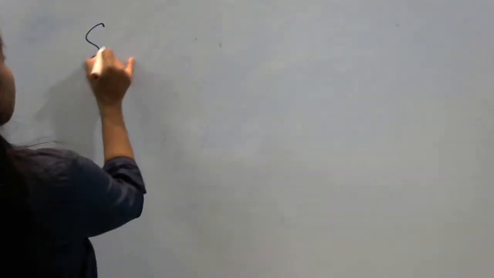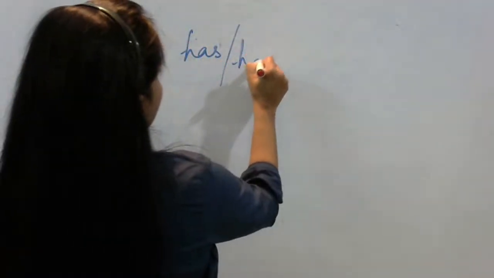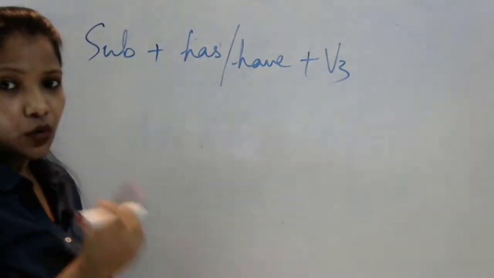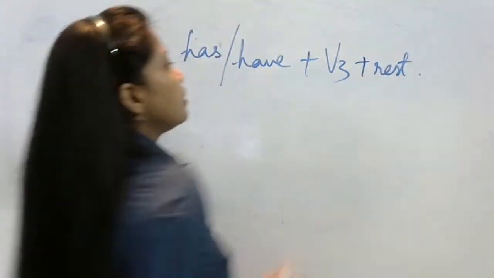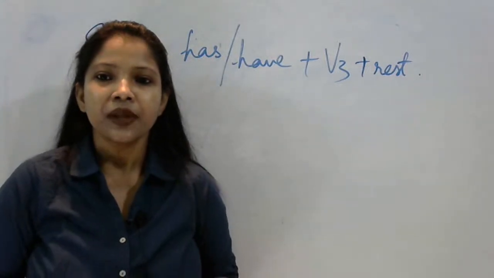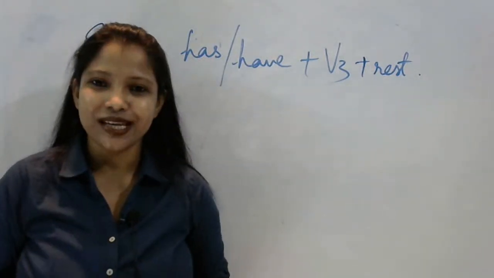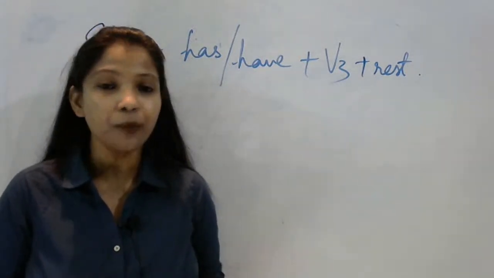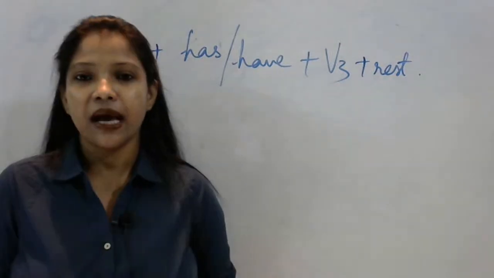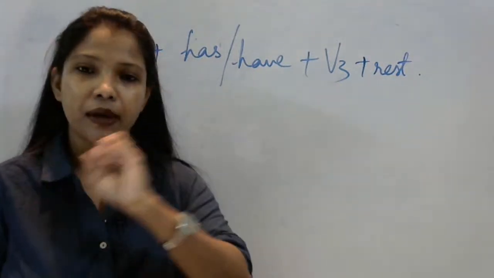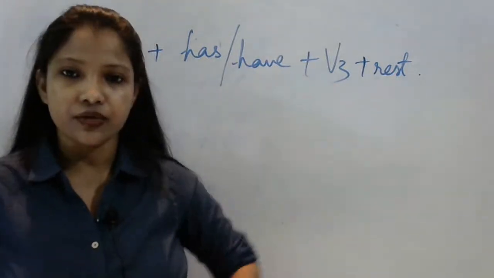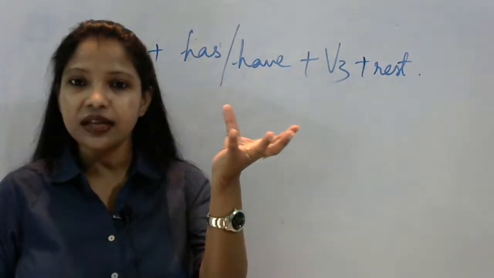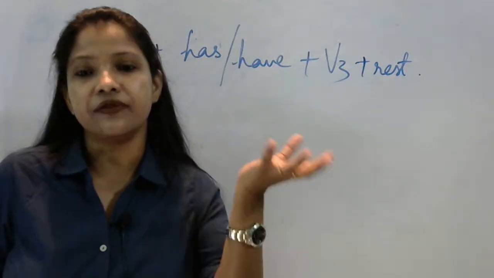Coming to the next one, the structure is subject plus has, have plus V3. Now here comes the role of V3. I'll tell you what is V3. Long back when I was taking classes in some institutes, which I have left now, I remember one boy. He came and he asked me, "Ma'am, V1 is the base form, V2 is the past tense. For future also we use V1. So what is the work of this V3? Why is there a separate V3 in the structure? Why is V3 a word form?"